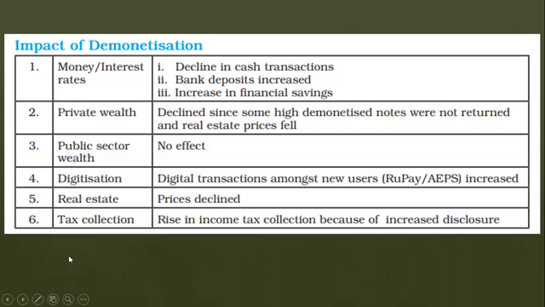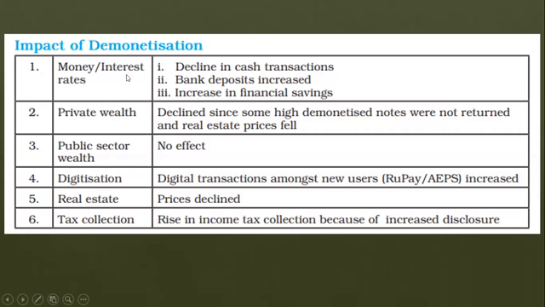What was the impact of demonetization? After demonetization, what has happened? Decline in cash transactions, I have explained already. Bank deposits increased, I also explained this, and increase in financial saving. I said people started saving their money. So this is the chart.